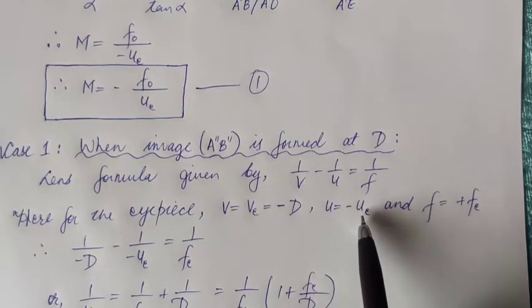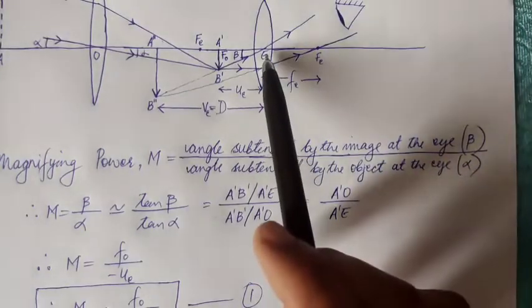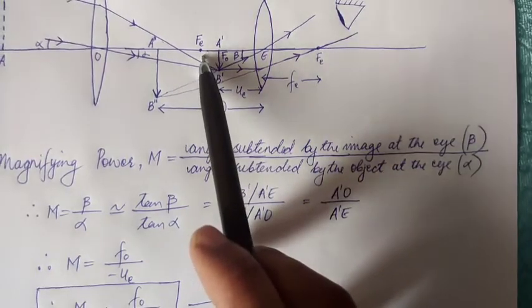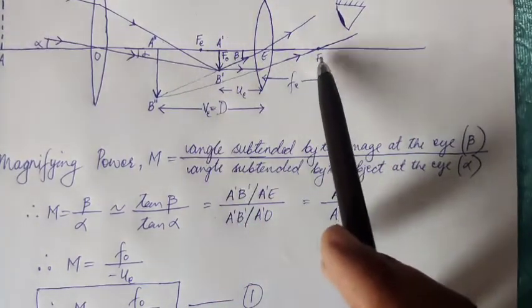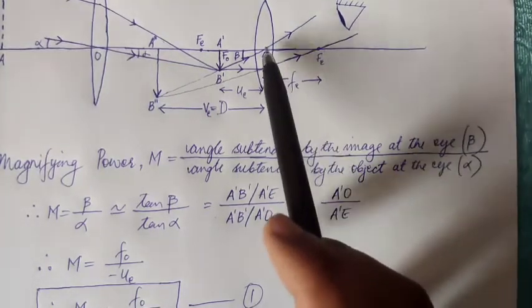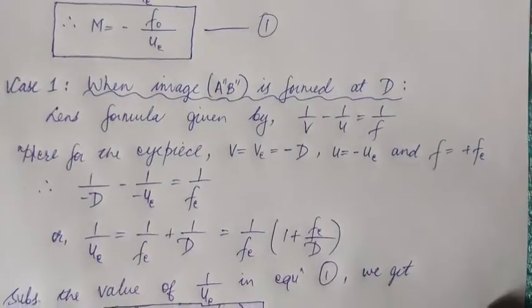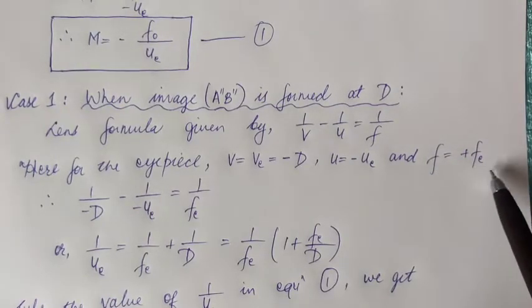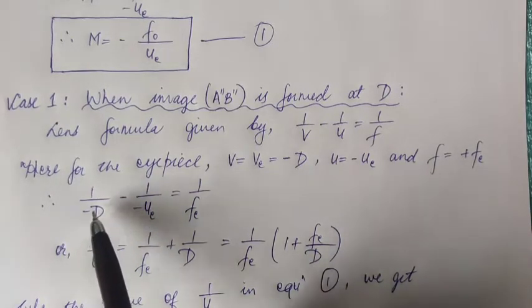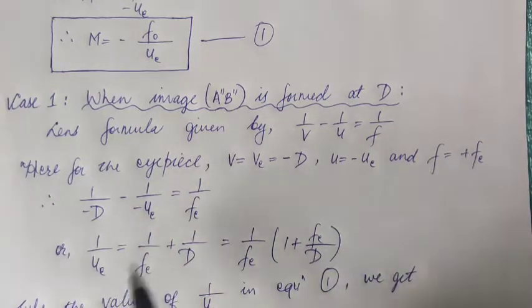Likewise U is minus UE, and the focal length of the eyepiece is positive. Always there are two focal points for any lens. Remember, this is the first focal point, this is the second focal point. Focal length is always the distance of the second focal point from the optical center, mind you. So therefore it is always taken to be positive. So substituting these values, we have 1 by minus D minus 1 by minus UE is equal to 1 by FE.